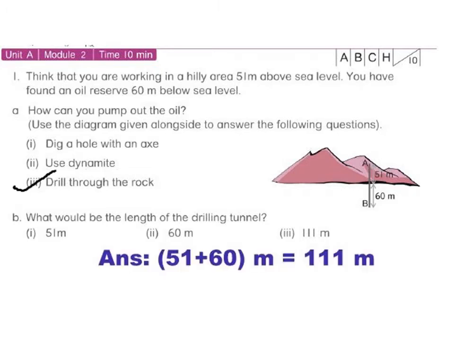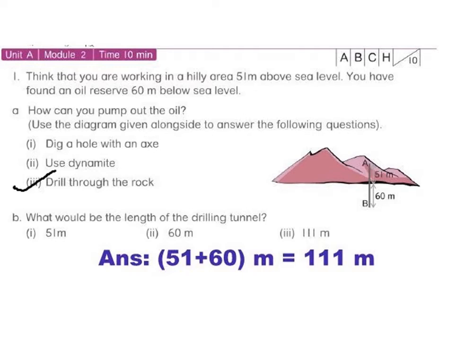So, the second question is asking you the length of the drilling tunnel. Even if you don't know what an axe is, what dynamite is, and what a drill is, it is still clear that drilling through the rock will be the correct answer. And for those who know what an axe, dynamite, and a drill are, it is obvious the answer is option number 3.